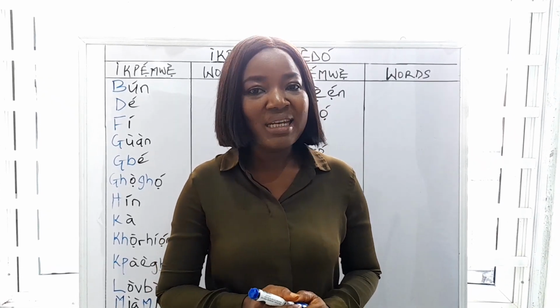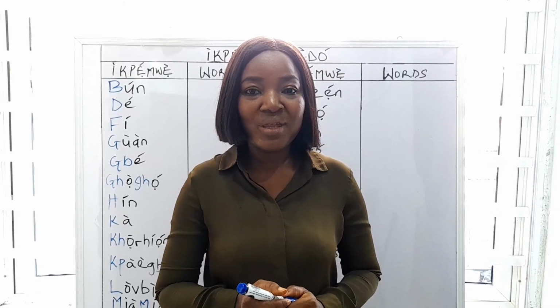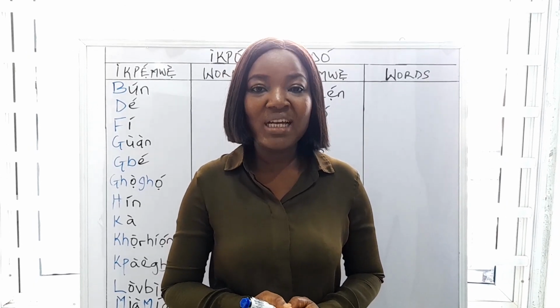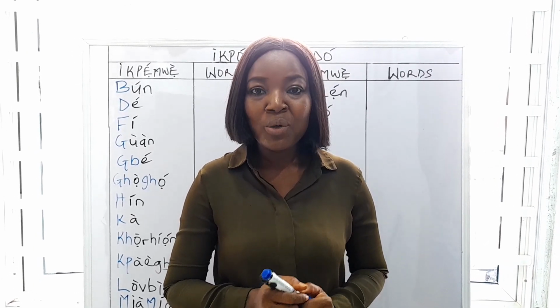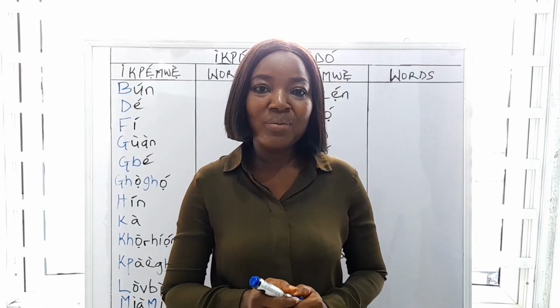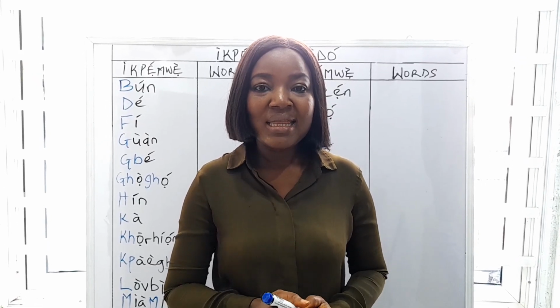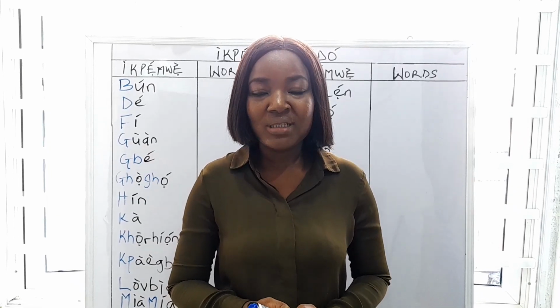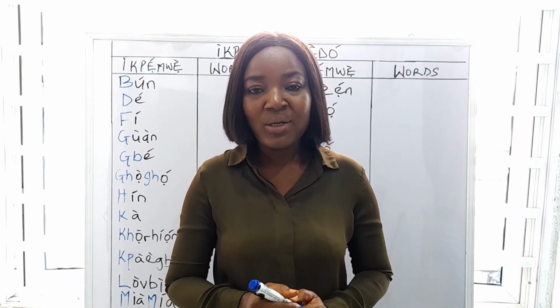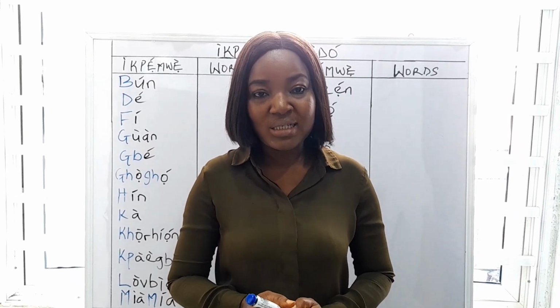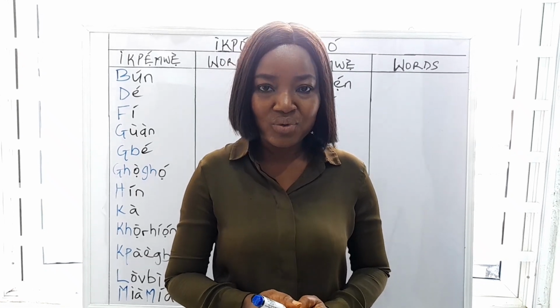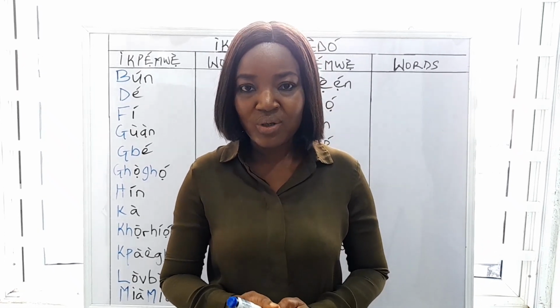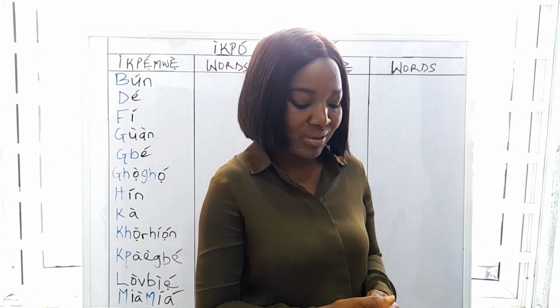In our previous lessons, we started with the Ẹdo alphabet. We've looked at all the alphabet from the first to the last, and then in the last lesson, we started looking at the vowels. So now we'll be looking at the consonants using examples with Ẹdo words, okay? So follow me to the board.